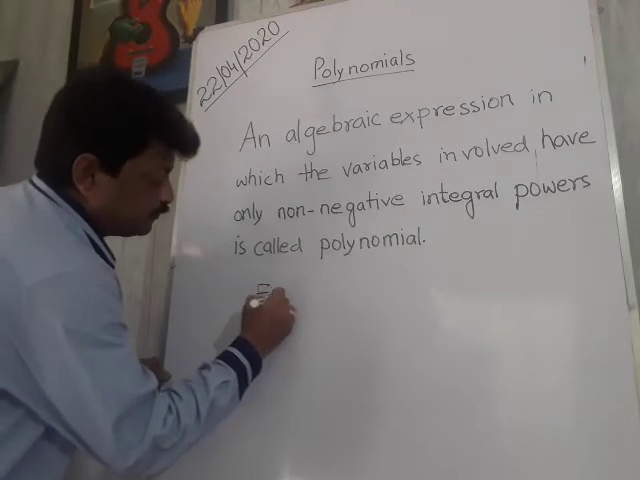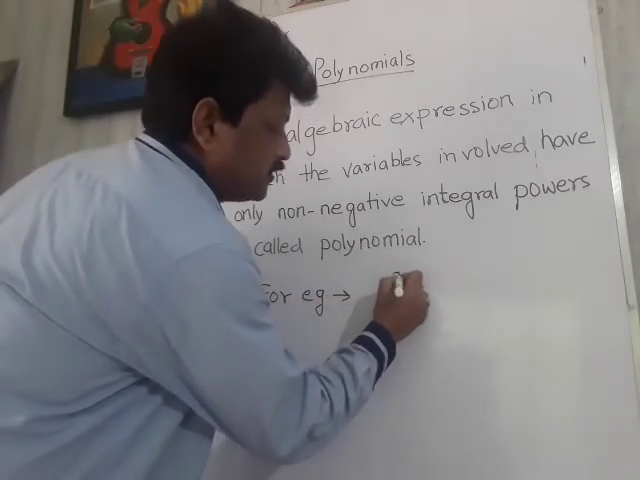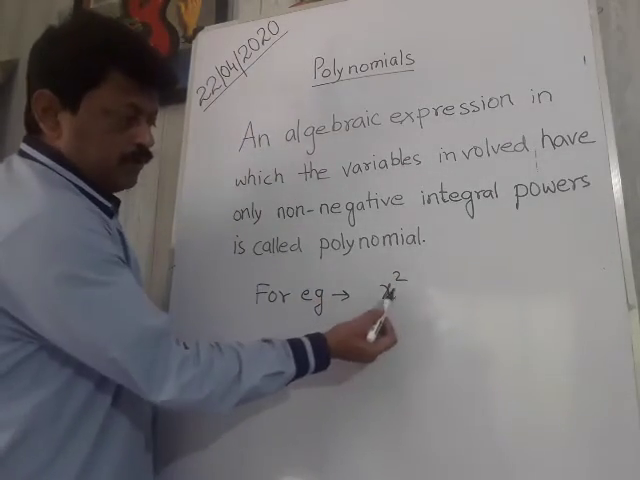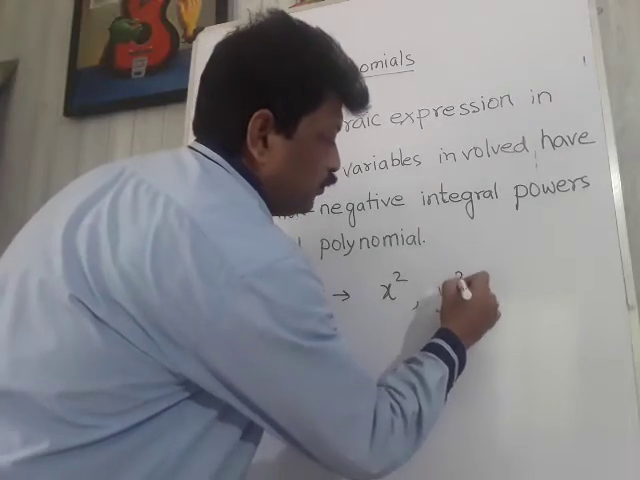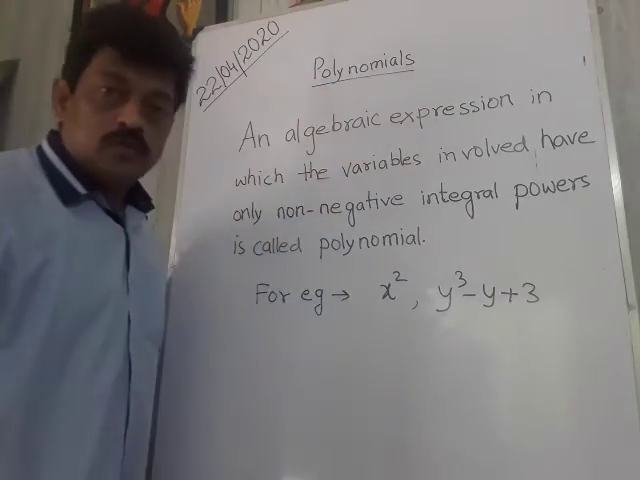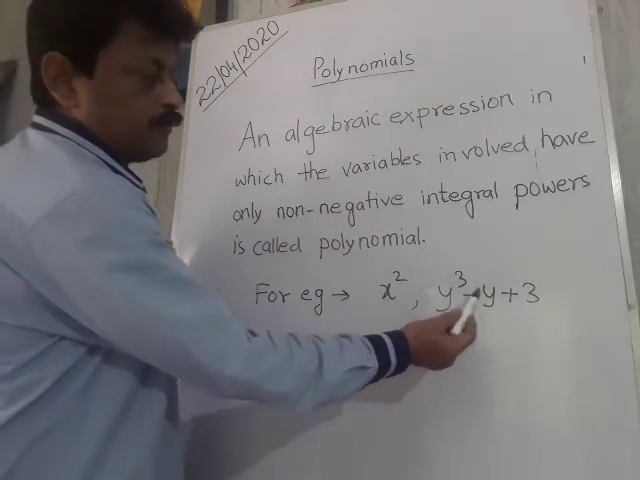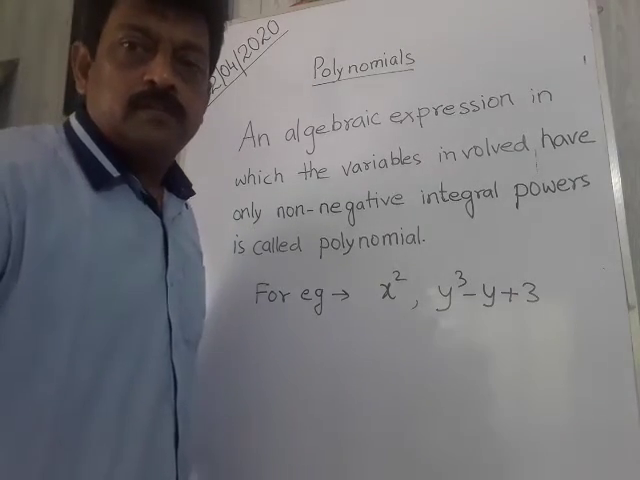For example, x square is a polynomial because the power of variable x is 2. y cube minus y plus 3 is also a polynomial because the powers are non-negative integers.